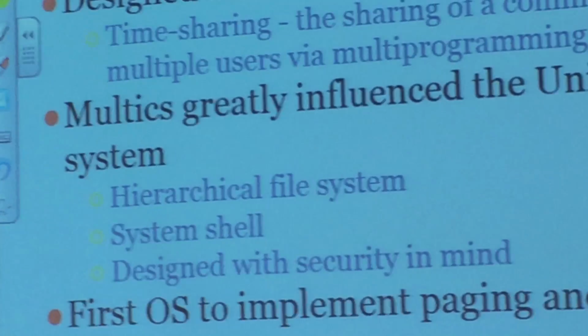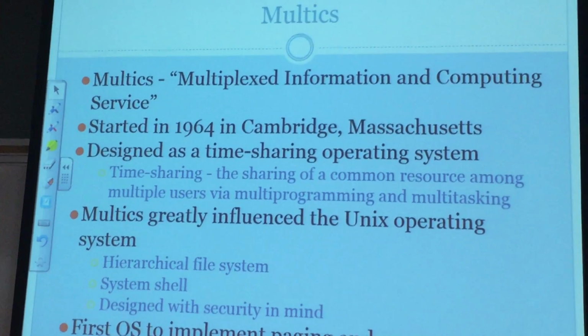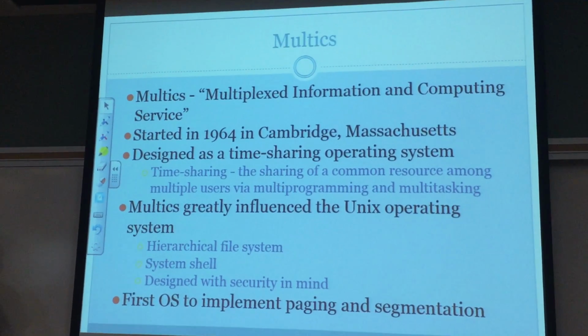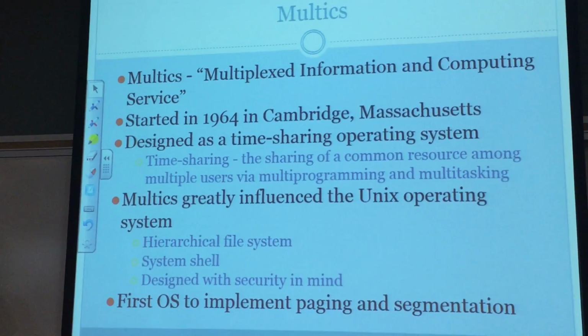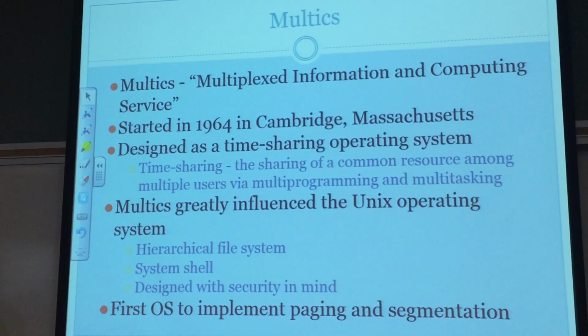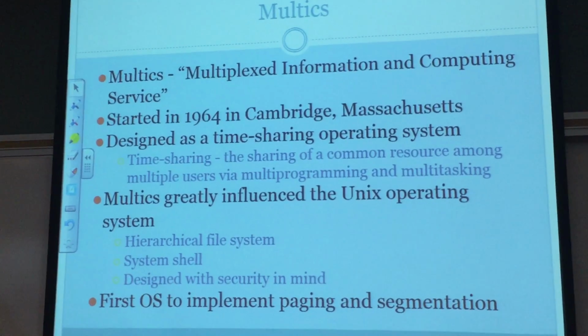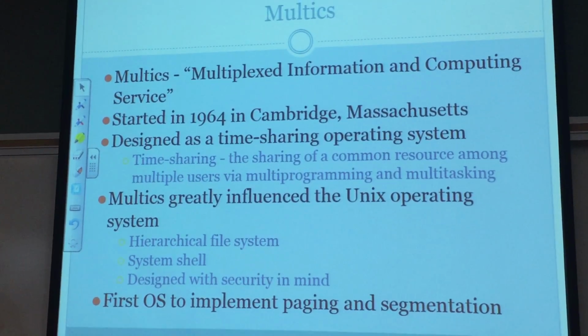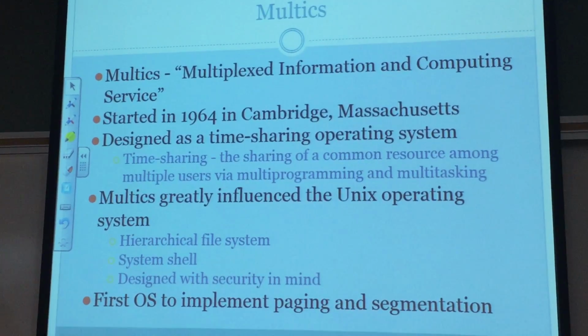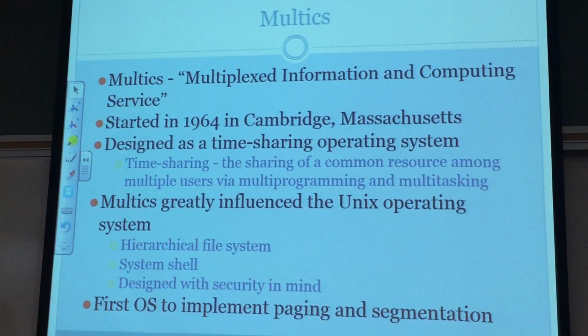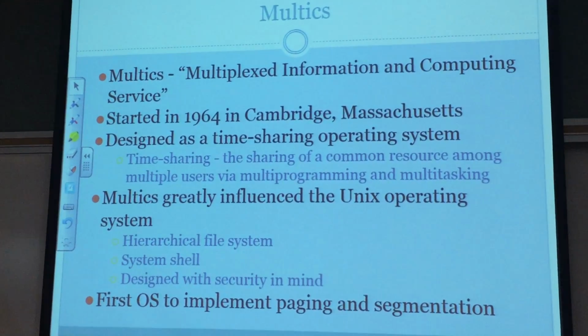And Multics greatly influenced the Unix operating system, which is why the Unix operating system actually uses segmentation and sharing, as well as a hierarchical file system shell, and the security that you see in Unix systems. It was also, of course, the first operating system to implement paging and segmentation.